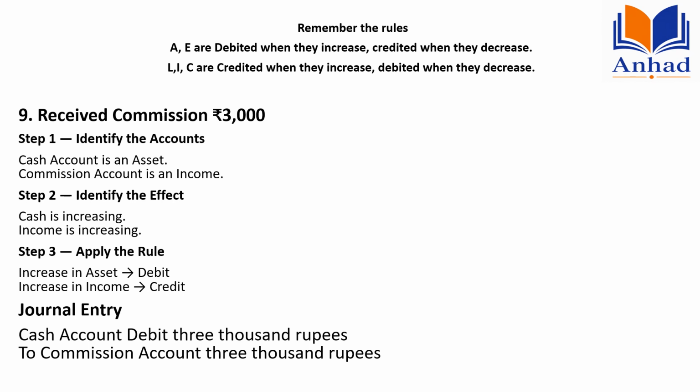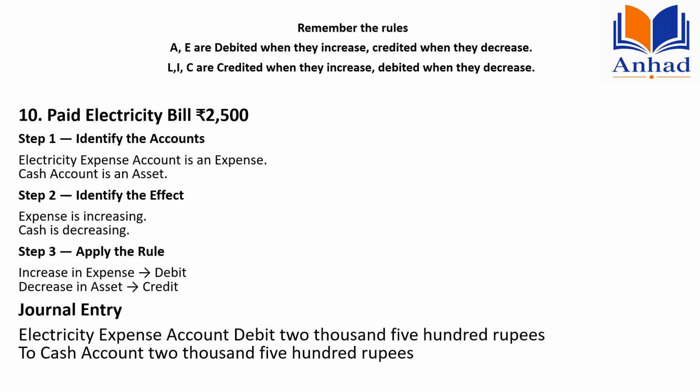Transaction 10. Paid an electricity bill of 2,500 rupees. Step 1. Identify the accounts. Electricity expense account is an expense. Cash account is an asset. Step 2. Determine the effect. The expense is increasing. Cash is decreasing.